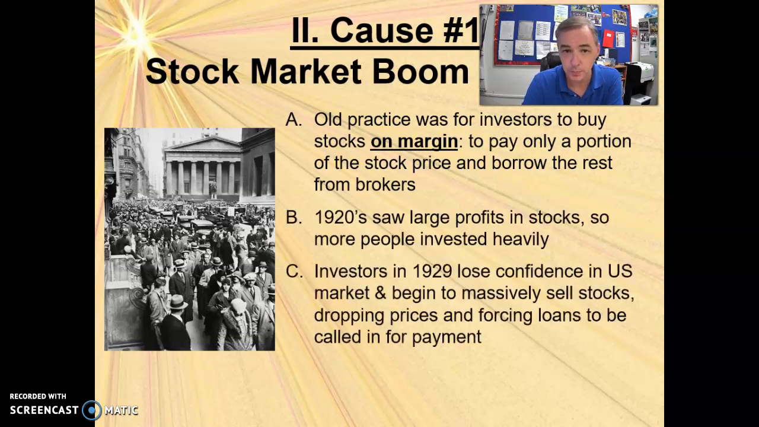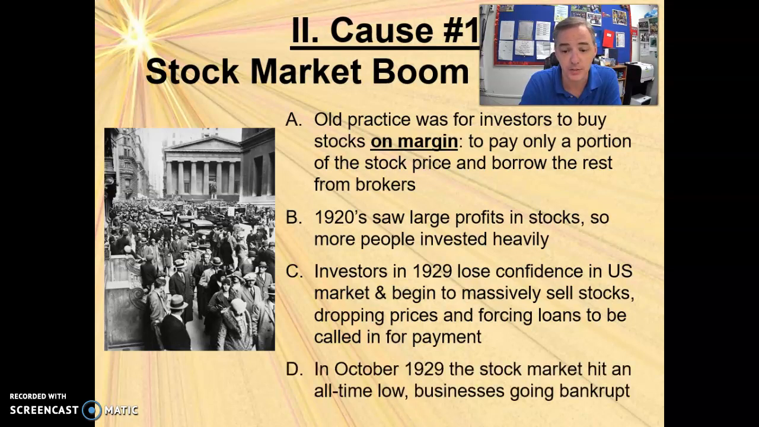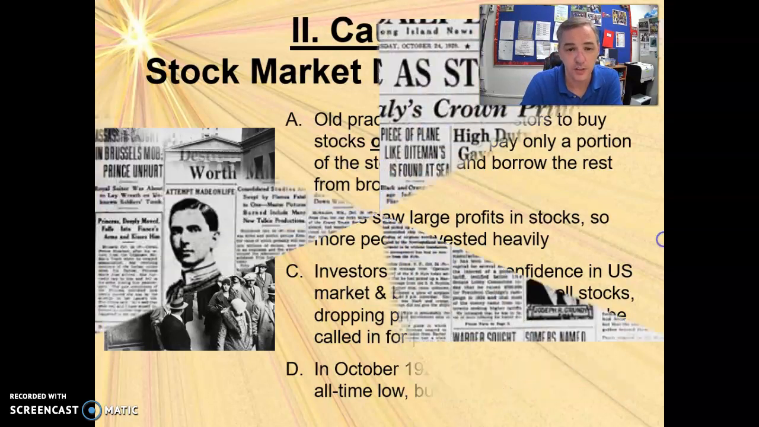Until the late 20s, when people really began to suspect that the U.S. was overvaluing its stocks. They began to lose confidence in 1929 particularly, and you saw by October a massive sell-off. On October 29th, 1929, also known as Black Tuesday, the largest single-day sell-off of stocks caused a lot of the loans to be called in. The problem is, when the stock market hit that all-time low, businesses went bankrupt, and people didn't have money to pay off their loans. So that's one of the first things that's going to kick off.